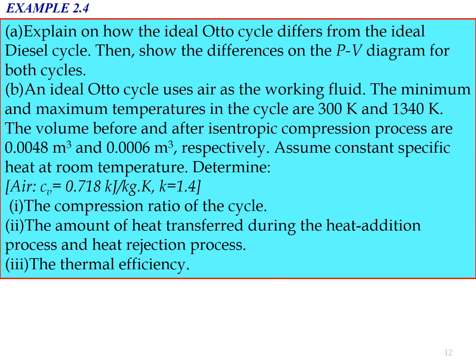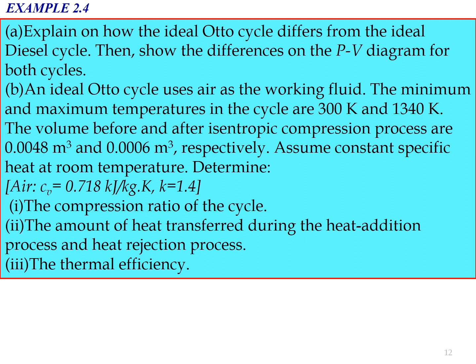Okay, example 2.4. Question A: explain how the ideal Otto cycle differs from the ideal diesel cycle, then show the difference on the PV diagram for both cycles. That's for question A. Question B.